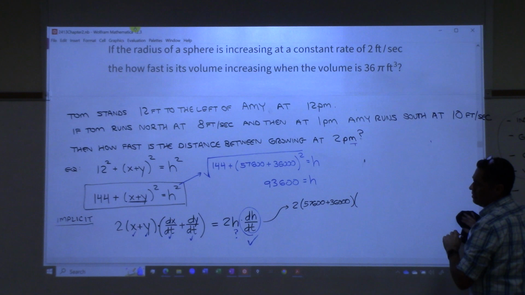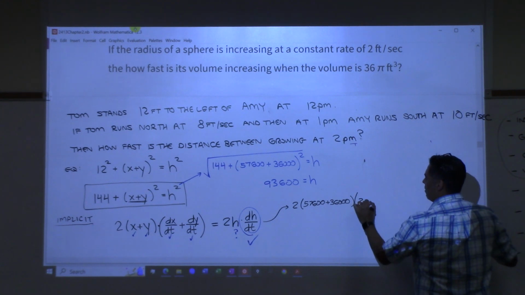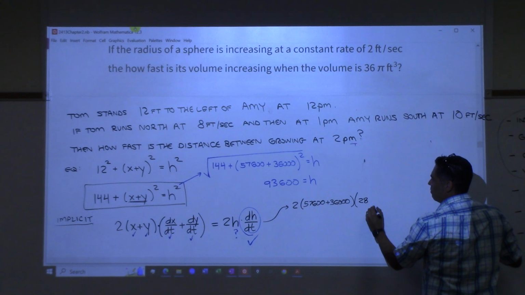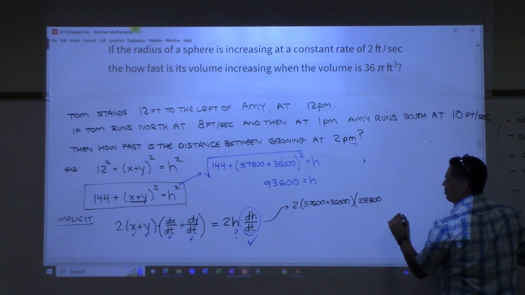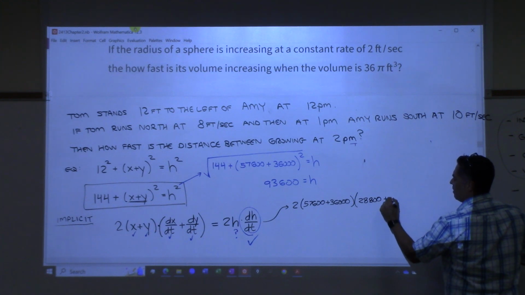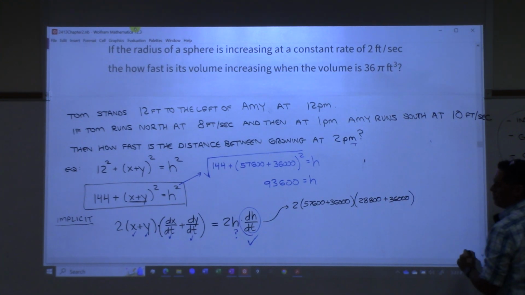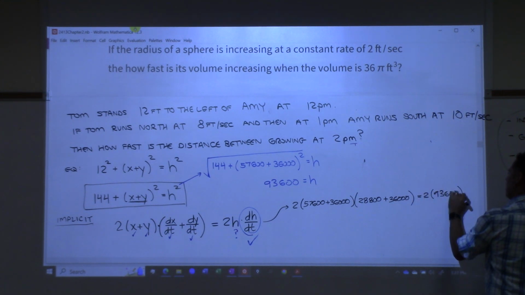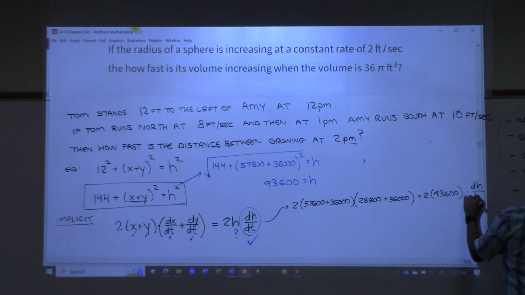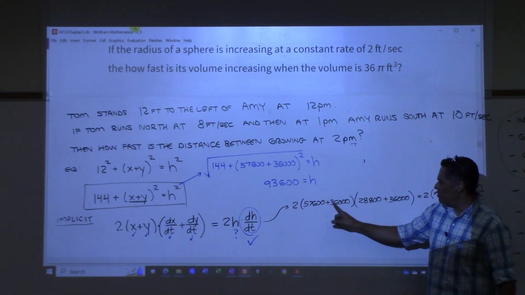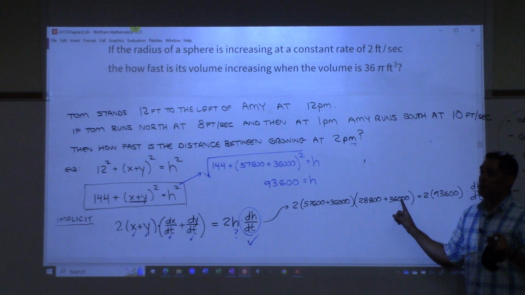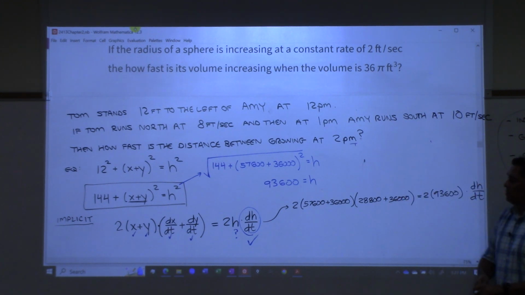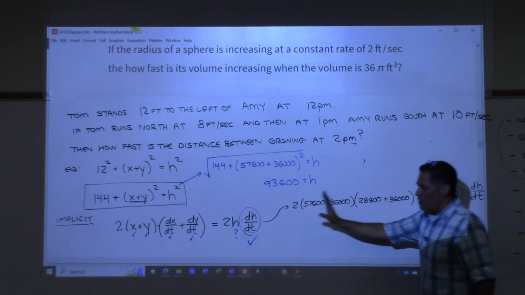Remember we switched it? What was it? 28,800. That's dx/dt plus dy/dt, which was 36,000, right? Equals 2 times h, which we just found was 93,600, and then times dh/dt. Do y'all see what I'm doing here? 2 times x plus y, that's his speed, that's her speed in feet per hour. Everything has to be in hours or seconds, but I decided to go to hours, and then 2 times that. So I'm going to figure out all the left side first.